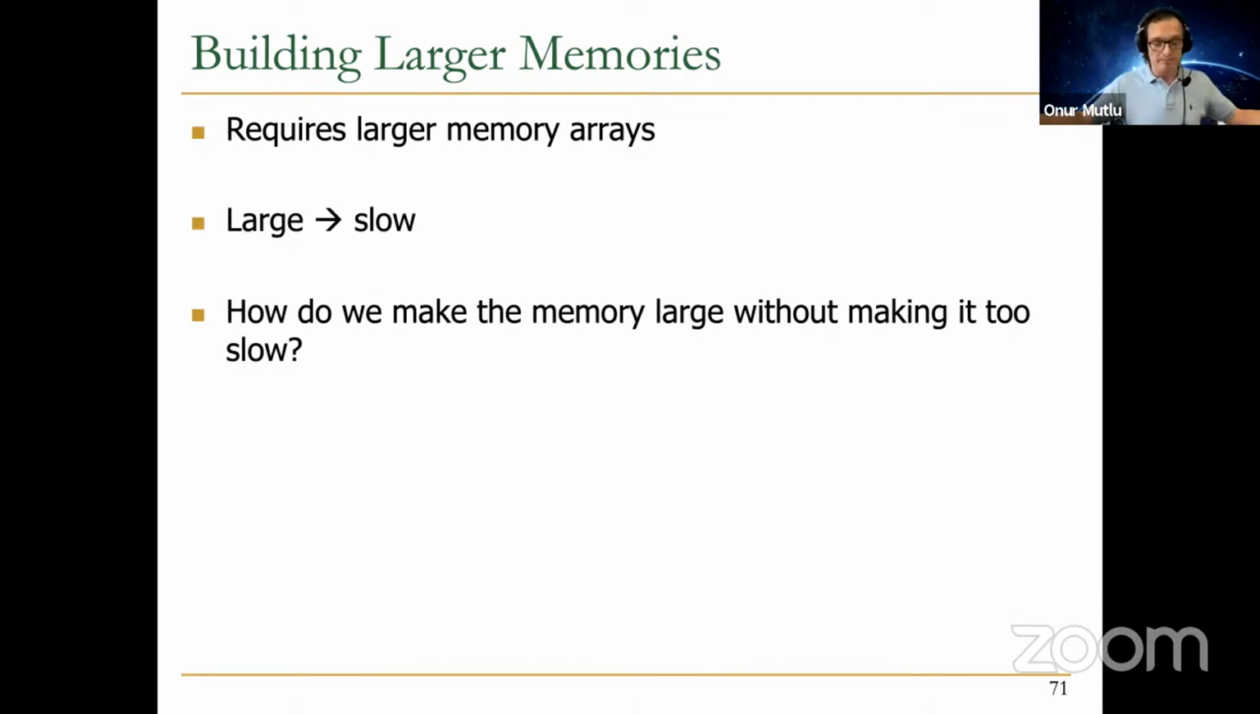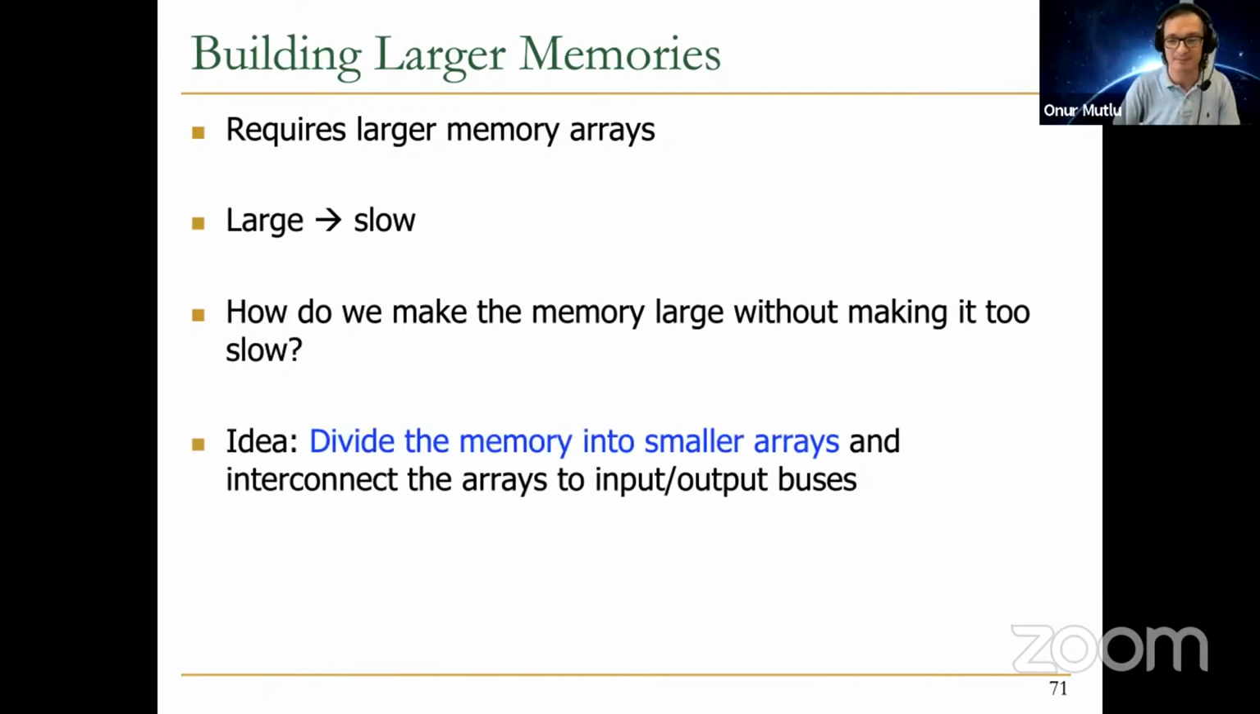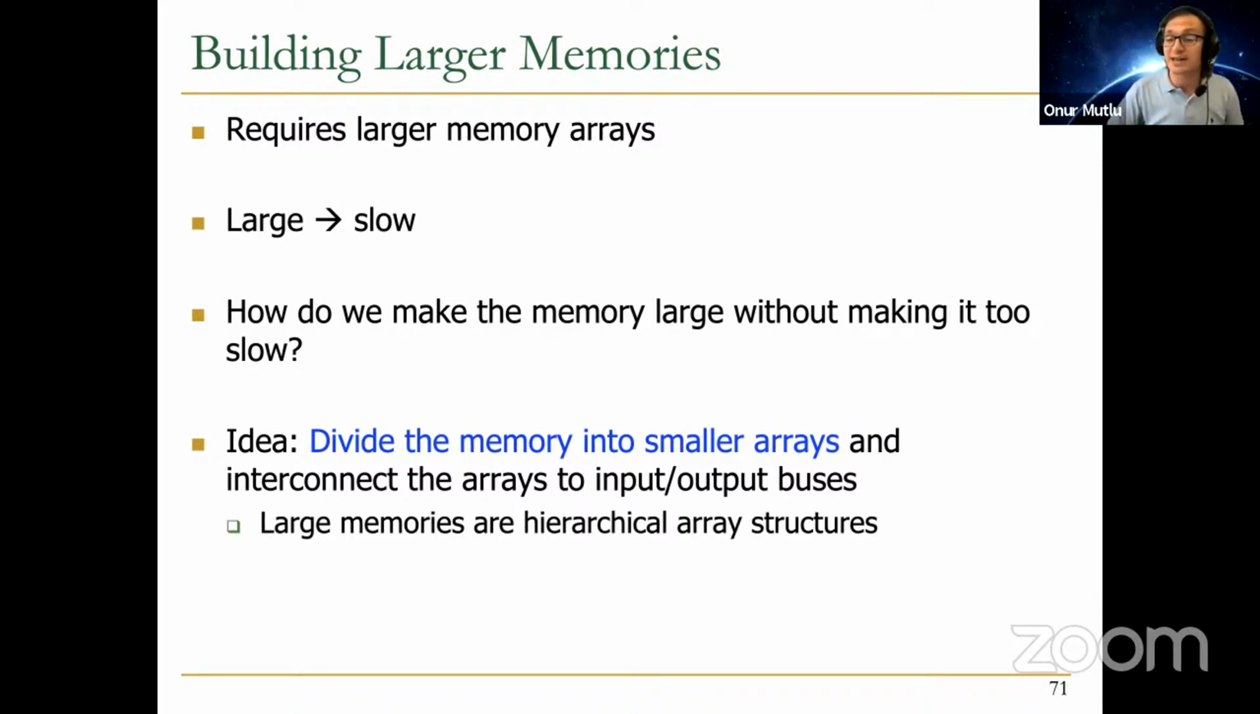You may remember this view that I showed you. It's a huge memory array, right? You may have a 4 gigabyte memory. From a programmer's perspective, it's a huge memory array. But internally, physically, it's an array of arrays, basically. Internally, you have many smaller arrays that make up larger logical arrays that may make up larger logic arrays as well. And we will see that in a little bit. But basically, to answer this question, how do we make the memory large without making it too slow? We have actually seen this idea a little bit. Divide the memory into smaller arrays and interconnect the arrays to input and output buses. That's the idea. Large memories are hierarchical array structures.